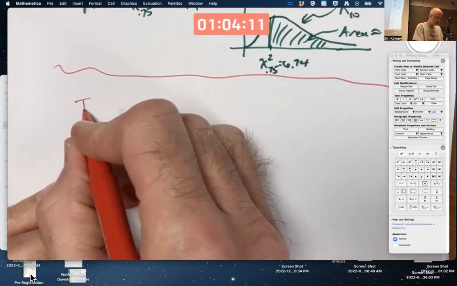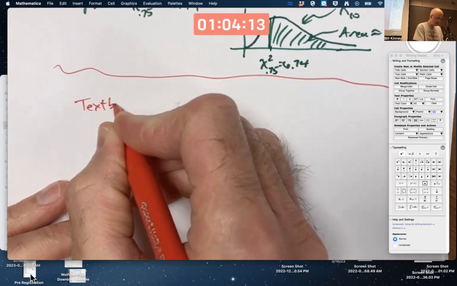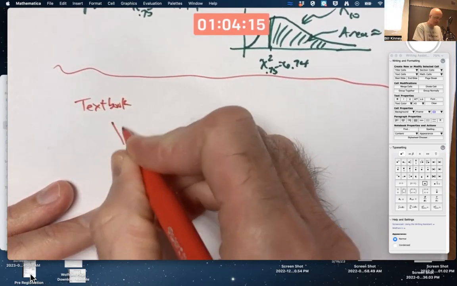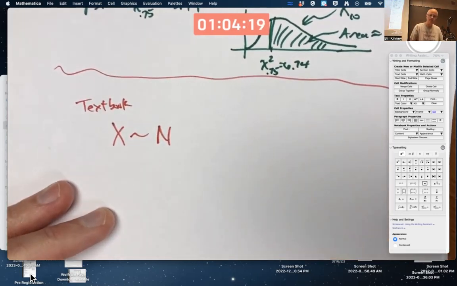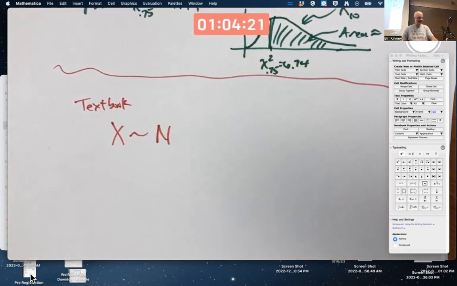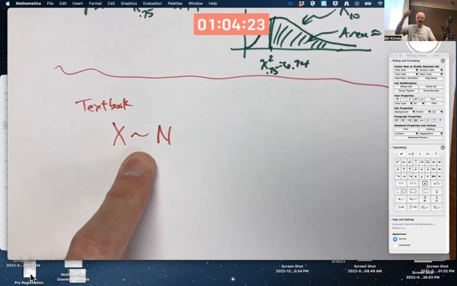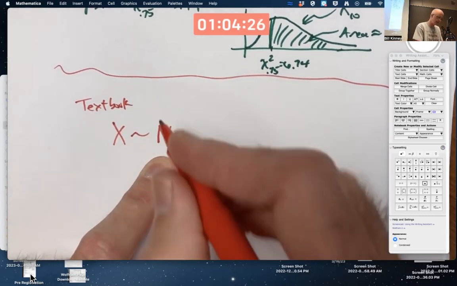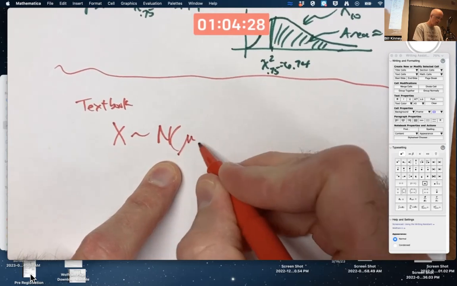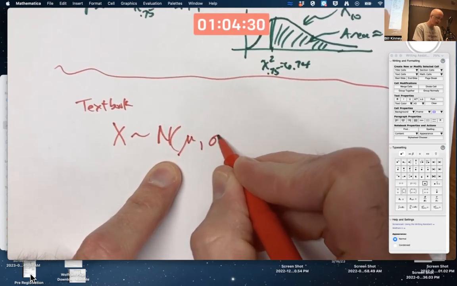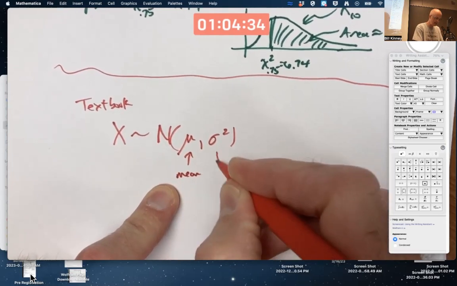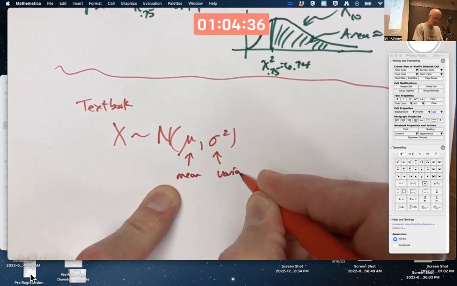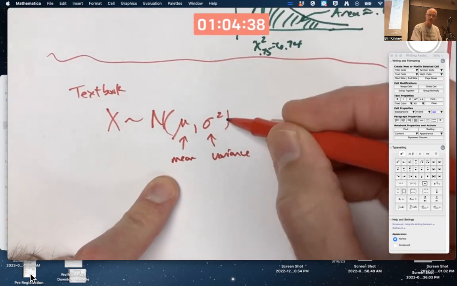So in the textbook, if x has a normal distribution, you denote that this way. You say x, tilde, capital N, with mean mu and variance sigma squared. That's the mean, and that's the variance. And so, yes, that means the standard deviation is the square root of whatever's there.